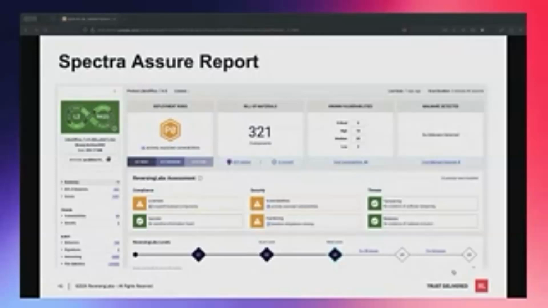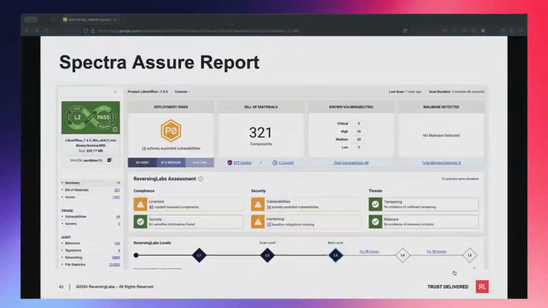L5 is incredibly secure code that you can really trust to be free of malware, vulnerabilities, any of the things that we might detect. And L1 less so, and everything in between. You can even customize these levels depending on what your company's risk appetite is.